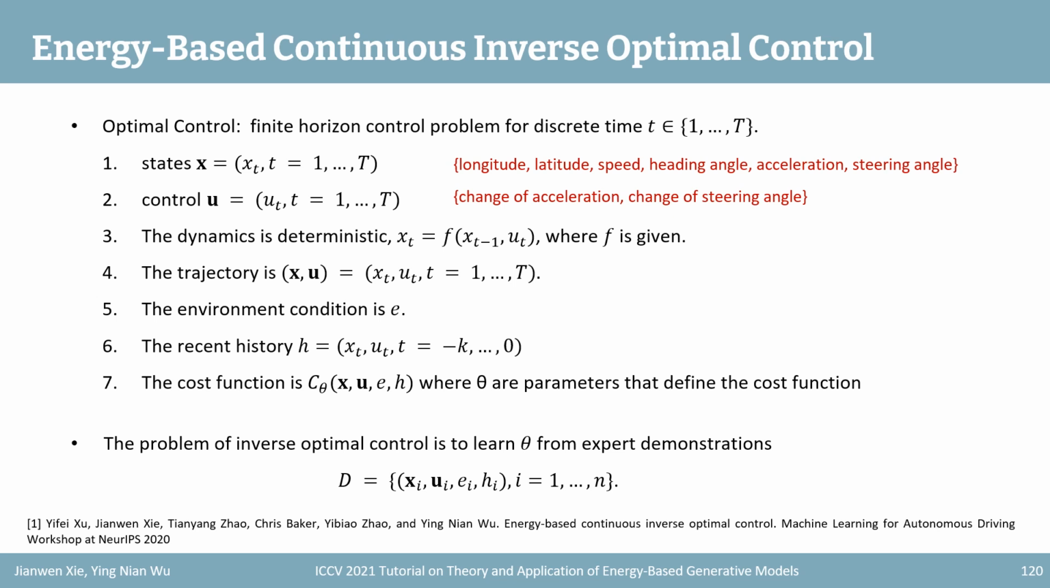The dynamics f is known. We use both X and U to represent time sequences of state and control respectively. The trajectory is the pair of X, U. The cost function with learnable parameter is defined on the trajectory and some history and environment conditions. The problem of the inverse optimal control is to learn the parameters of the cost function from expert demonstration D.